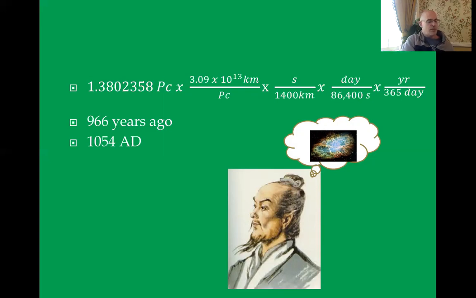This is one of the most famous supernovae. Apparently it was visible in the daytime. It was so bright. And the Chinese were famous. They wrote about it, over lunch and things like that.